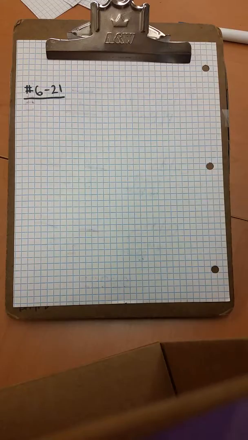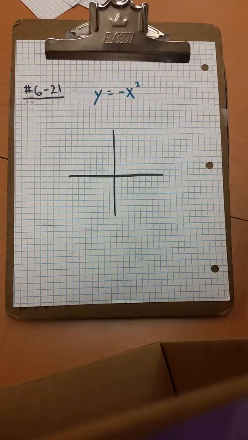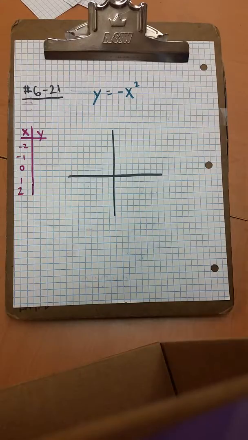In problems 6 through 21, we're given some quadratic equation and we're asked to graph it. If we need to, we can make a table. By plugging in our x values, we can find our y values.